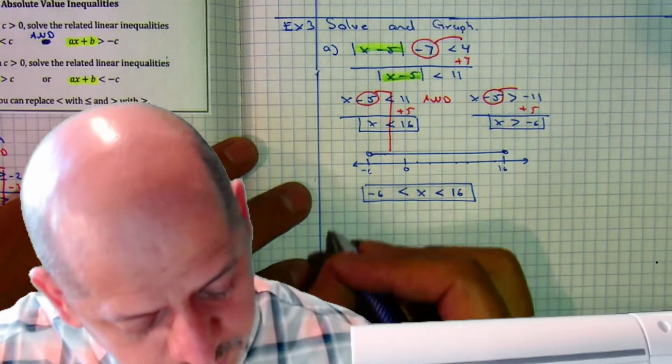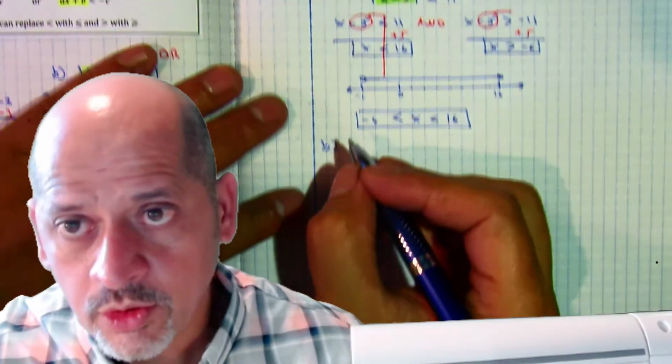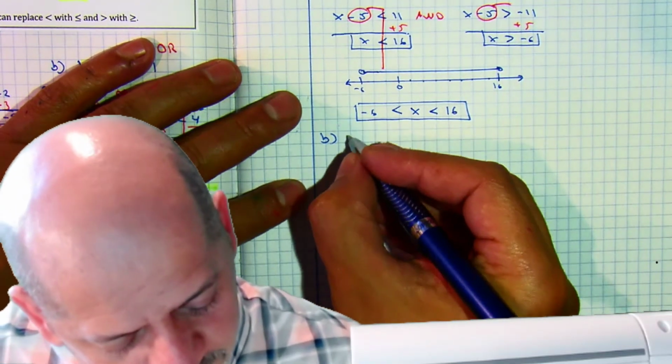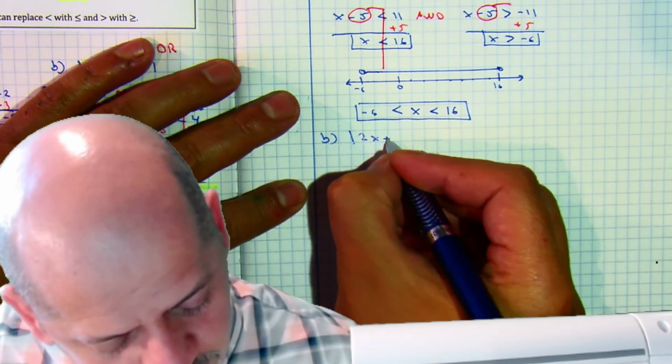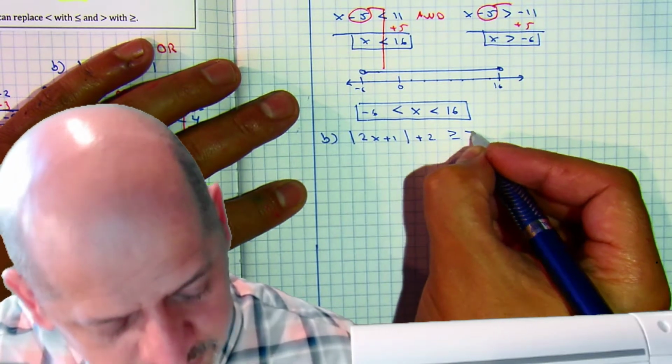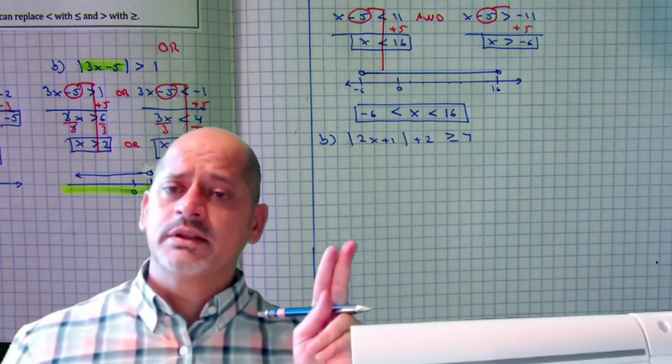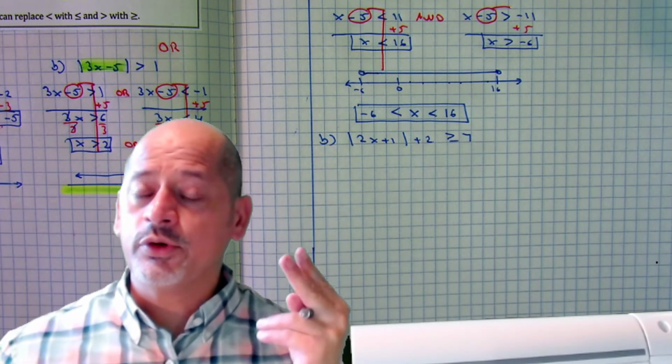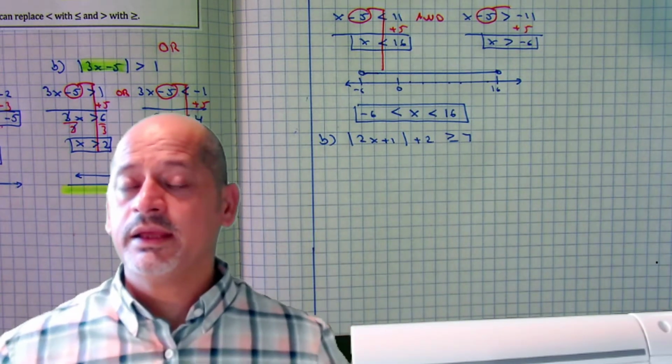B, last example for today. On letter B, we have the absolute value of 2x plus 1, plus 2, is greater or equal to 7. Go ahead and pause it, solve it, decide if it's an "and" or an "or", graph it, and see what you get.